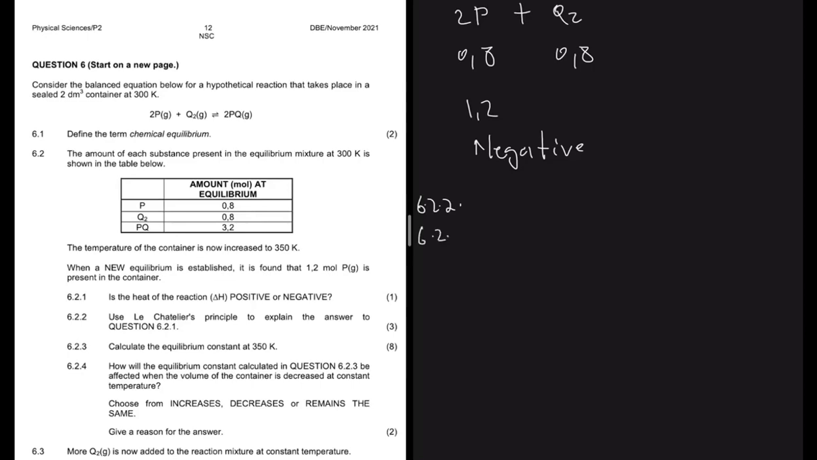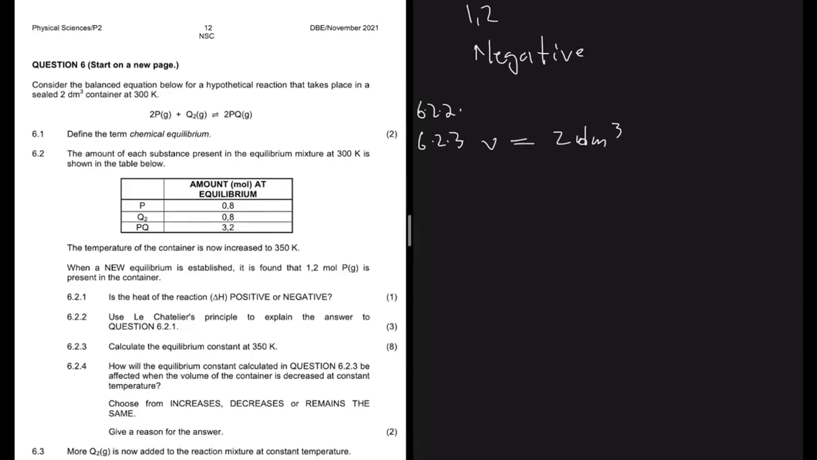So 6.2.3 then says, calculate the equilibrium constant at 350 kelvins. We know that when we talk about the equilibrium constant, we use the concentration. So the first thing is for us to determine our volume. That will help us when we calculate the concentration. The volume is given in the question as 2 decimeter cube. So that's something to note, because we're going to use that all the way down. Now that we want to calculate the Kc, the equilibrium constant of the reaction, we have to form some sort of a table so that we can end up calculating the quantity at equilibrium.